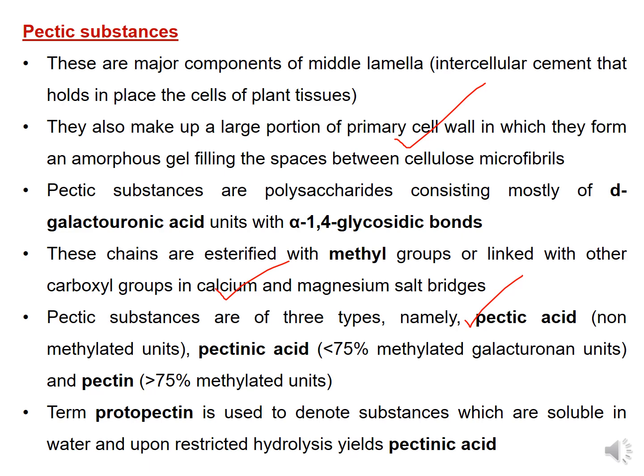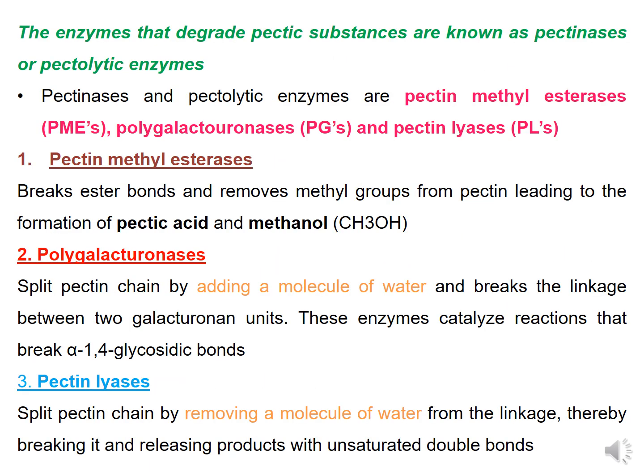Another term is there, that is protopectin. When we will use this protopectin term, it is used to denote substances which are insoluble in water, and upon restricted hydrolysis they will yield the pectinic acid. So this protopectin will undergo hydrolysis and it will release the pectinic acid. And the enzymes which can degrade these pectic substances, we call them pectinases or pectolytic enzymes.